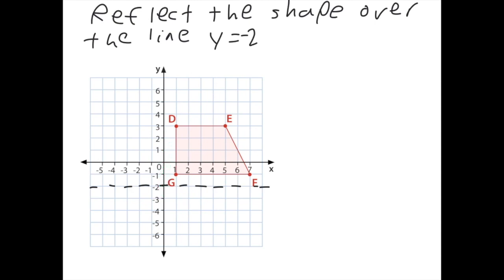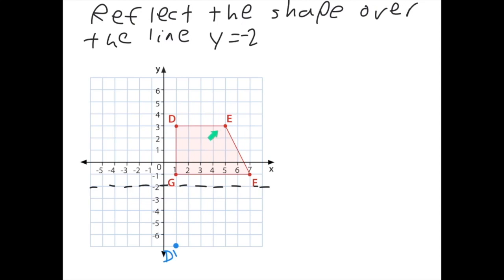It's 5 units above our line, so its reflection will be 5 units below the line. So 1, 2, 3, 4, 5. So we'll put a point right here, and remember this point, since it's the reflection of D, will be called D prime. And now we can do this with the rest of our points.